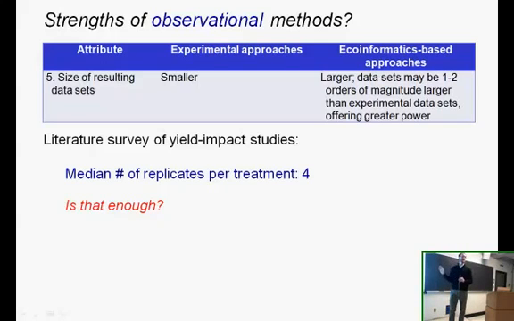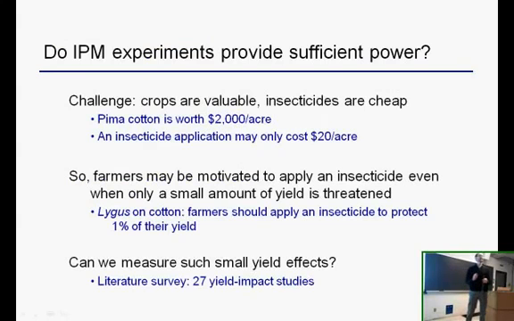So we wanted to look at this last issue a little bit more carefully with our literature review. And in the studies that we surveyed, there was a median number of replicates per treatment of 4. And the question was, is that enough? Is that really going to give us sufficient power? And as soon as you start thinking about power in applied insect ecology, you immediately run into a key challenge. And the challenge really has to do with the economics of crop production and crop protection.